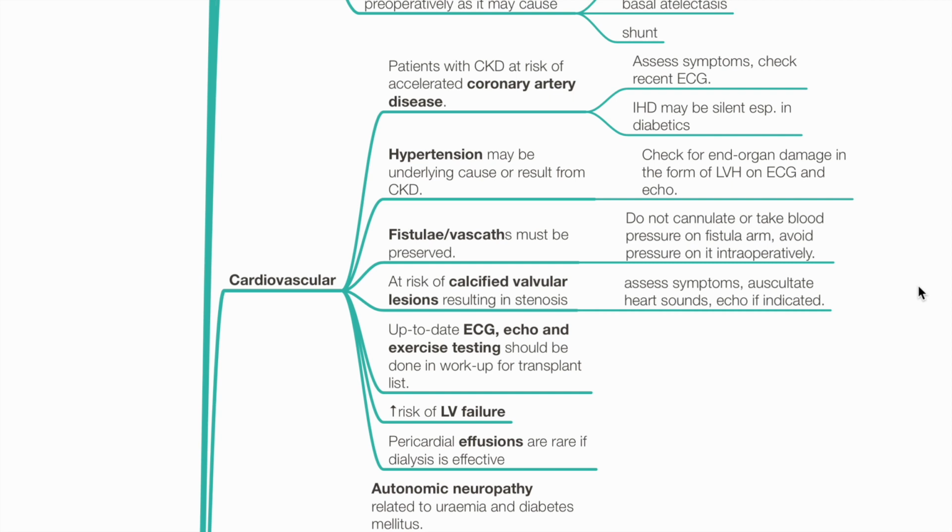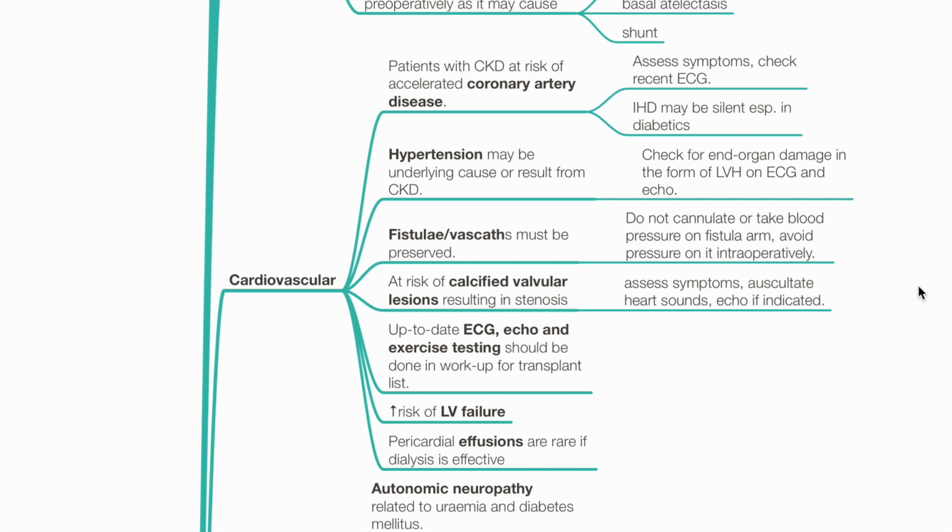Fistula or vas caths must be preserved. Do not cannulate or take blood pressure on fistula arm. Avoid pressure on it intraoperatively. CKD patients are at risk of calcified valvular lesions resulting in stenosis. Assess for symptoms, auscultate heart sounds, and echocardiography if indicated.